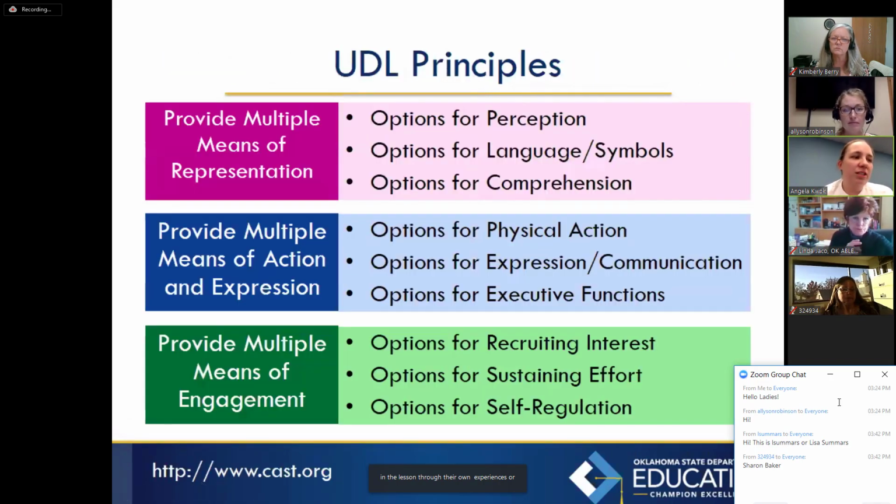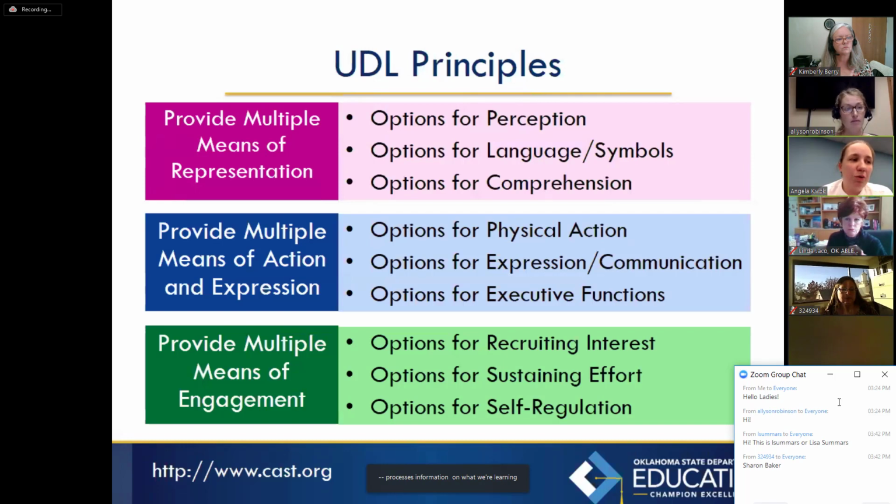Today we're going to be talking specifically about the diagram here, and this diagram is based off of the research at CAST, the Center for Applied Special Technology, at cast.org. It's based on the theories of the brain and how the brain processes and receives information. So one area of the brain processes information on what we are learning, and that's the multiple means of representation.